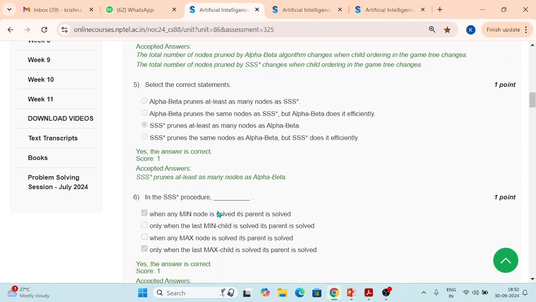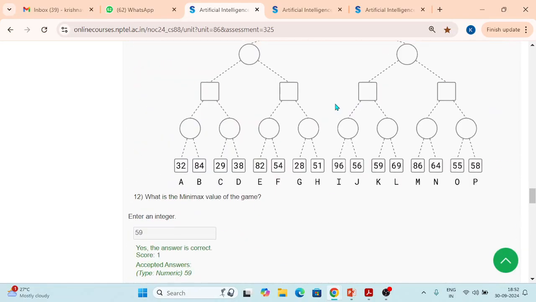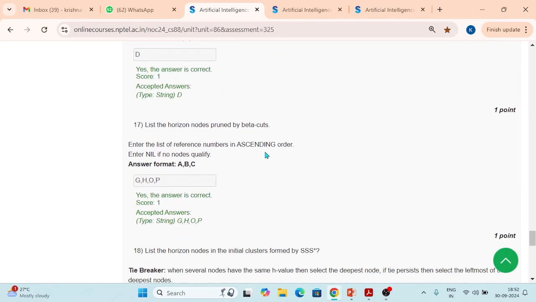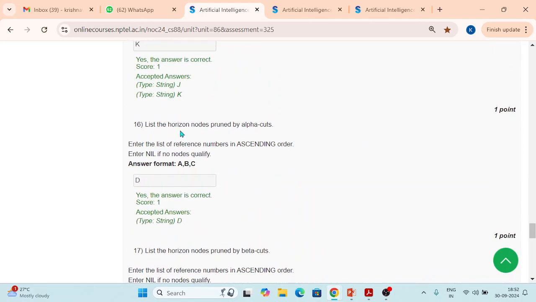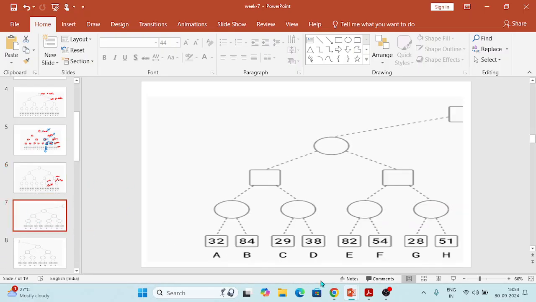Now, what we asked is the same diagram we are using everywhere, and first we list out the horizontal nodes proved by the alpha cuts. Whenever we have this, what we need to do is, for looking purposes, I cut this left part and right part separately.